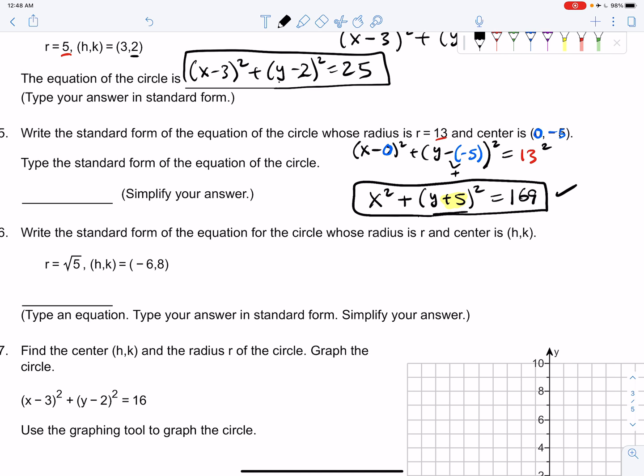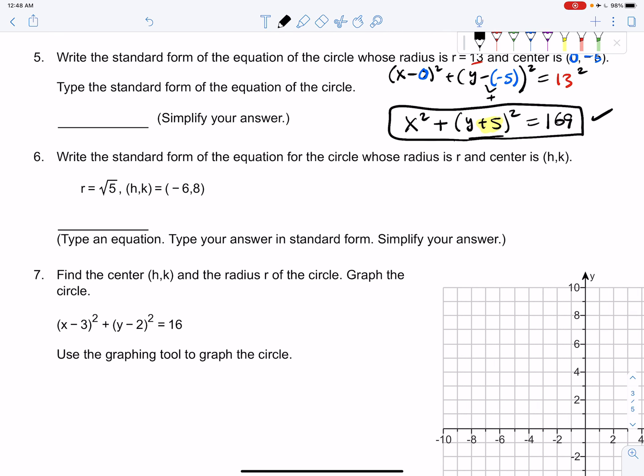Okay, let's do the next one. Write the standard form of this one. Okay, well, we've got x, and you can start doing this in your head if you like. The x value of the center is negative 6. So you could say x plus 6 would give me a shift to the left by 6, plus y minus 8 would give me a vertical shift up by 8 squared. And that equals the square root of 5 right there, quantity squared.